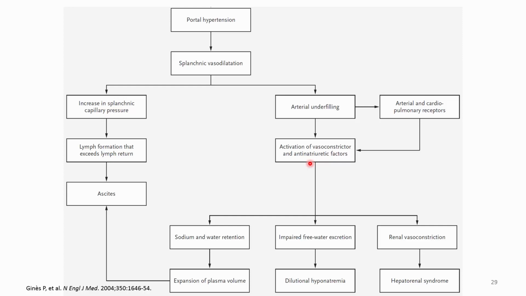And then the other things that vasoconstrictors and anti-natriuretics can do is that they can impair free water excretion. So these patients typically have hyponatremia. And then it can also cause renal vasoconstriction, so patients can get something referred to as hepatorenal syndrome, which is beyond the scope of this topic. I will not talk about hepatorenal syndrome.